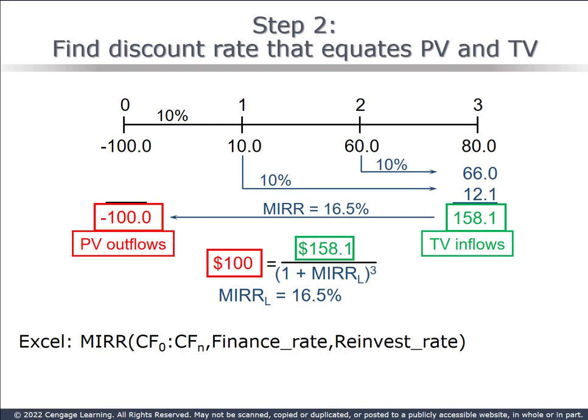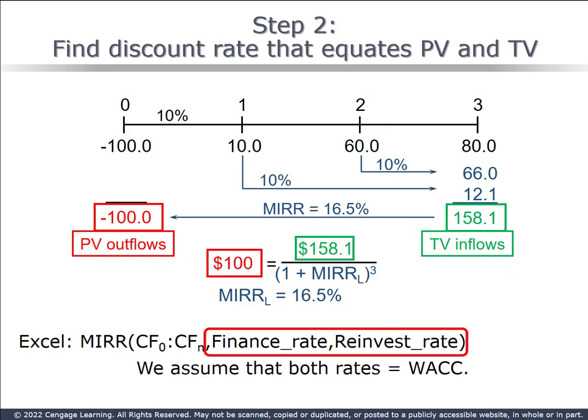We need to find the discount rate that will grow the $100 outflow at time 0 to the terminal value of inflows of 158.1 in 3 years. The Excel function for this requires 2 rates: a finance rate, which is the discount rate, and a reinvestment rate, which is the future value rate. For all of our uses, we'll use the same rate. You can solve this with the TVM keys, as you can see in the small inset and on the next slide.